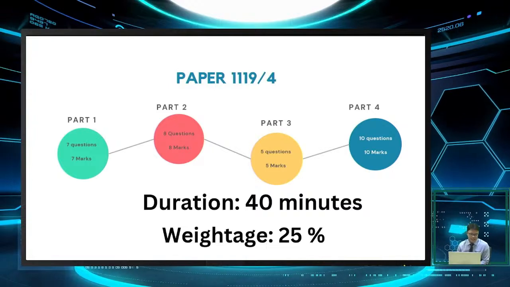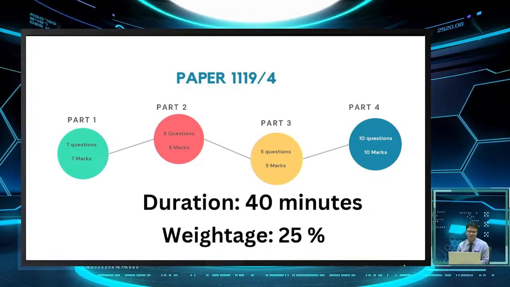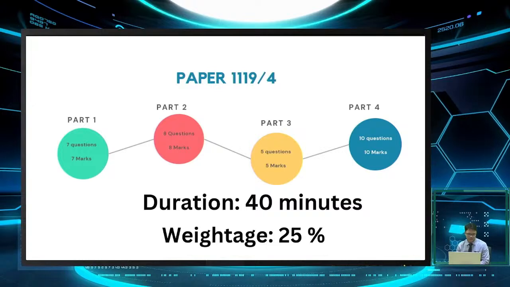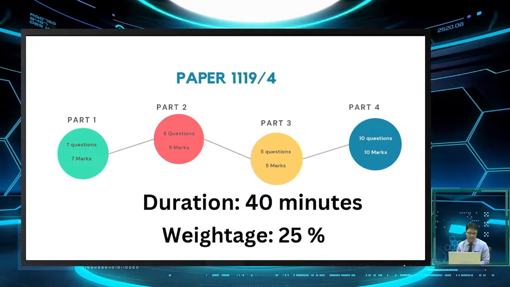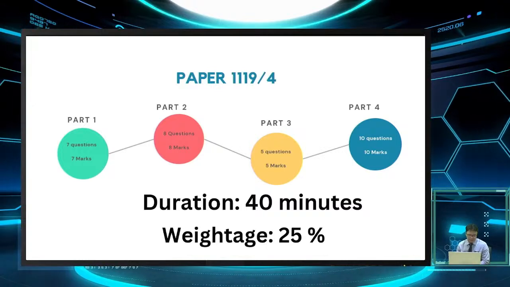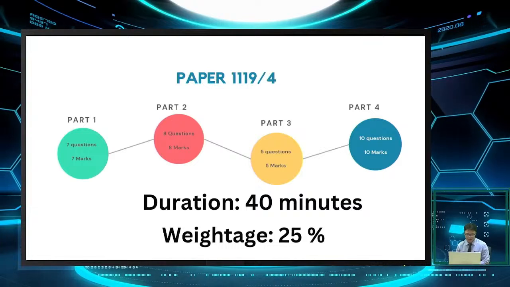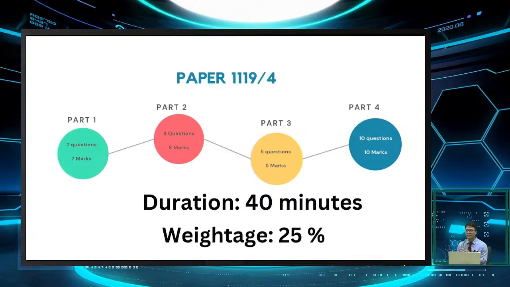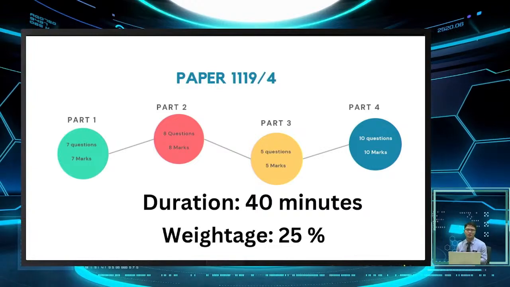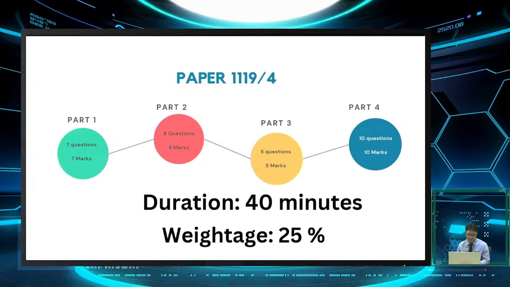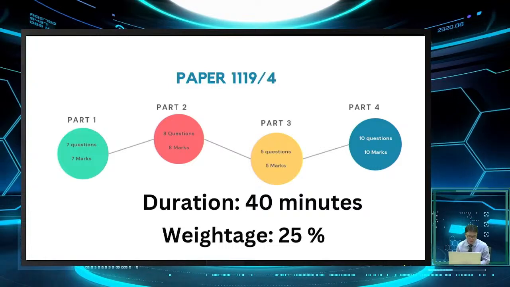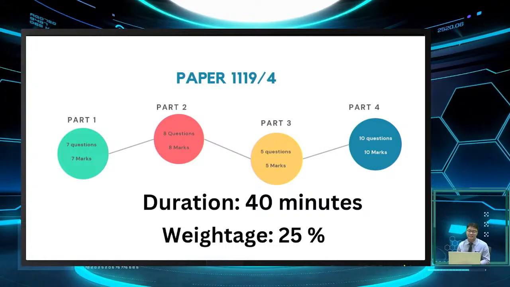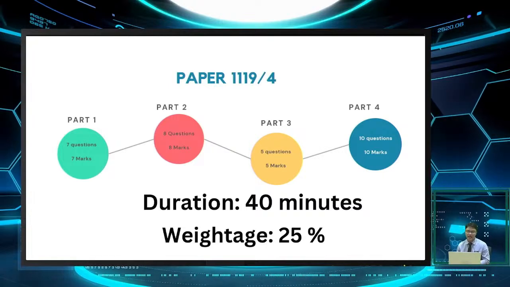Now, let's unpack the format of paper 4. So paper 4 is divided into 4 parts. The weightage of all the papers is 25%. You have listening, speaking, writing, and reading. All of those papers are 25%. So the marks will then be added up for an overall grade, which is similar for MUET, TOEFL, and IELTS.